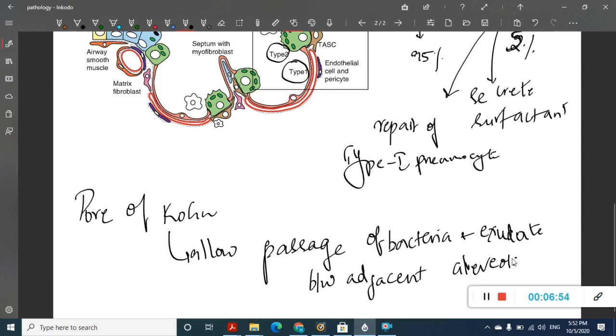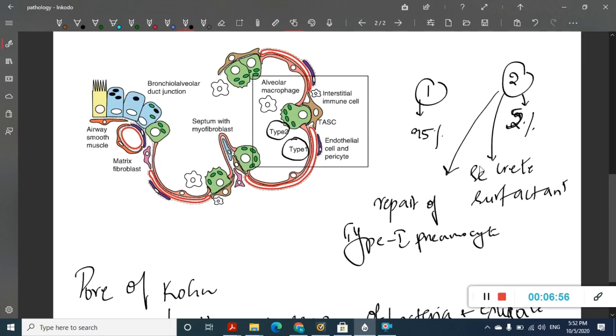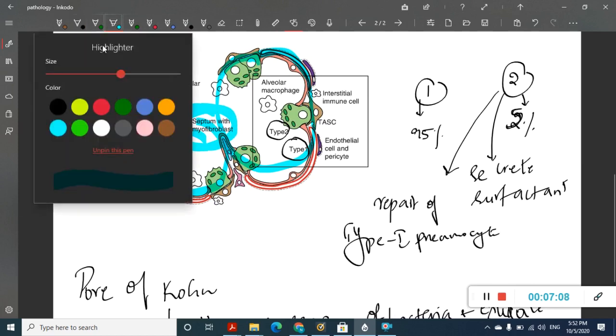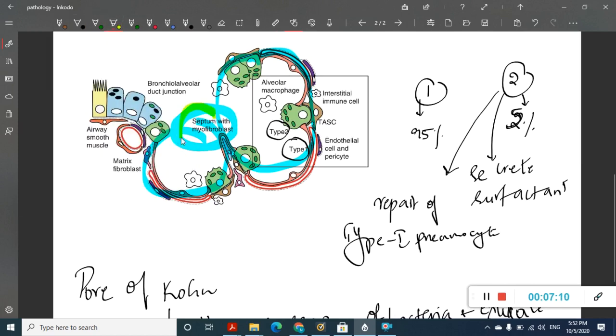See, this is one alveolus. Just think that this is one alveolus and this is a second alveolus. So this opening which is present between the two alveoli can be called the pore of Kohn.